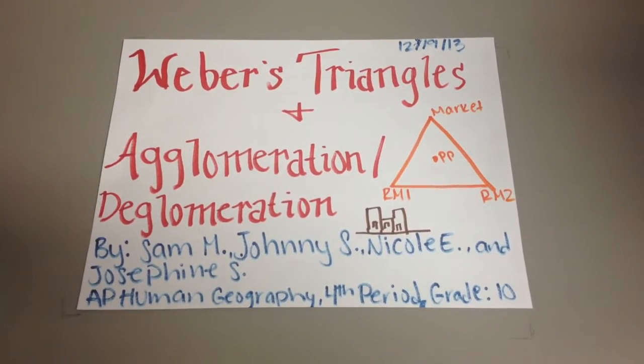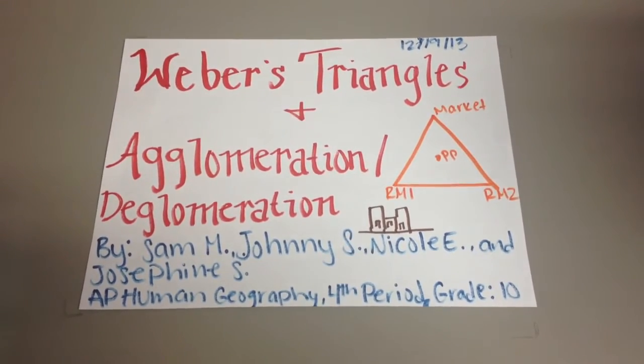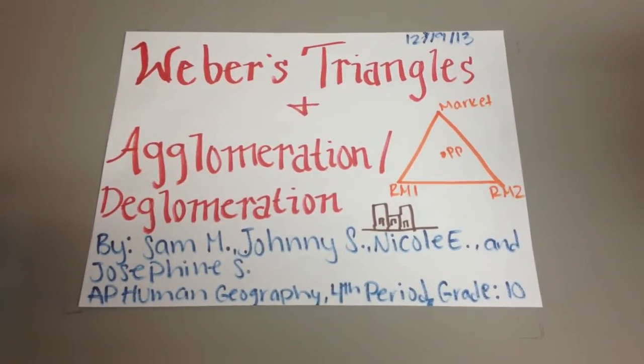Weber's Triangles and Agglomeration / Deglomeration by Samuel M., Johnny S., Nicole E., and Josephine S. AP Human Geography, 4th period.